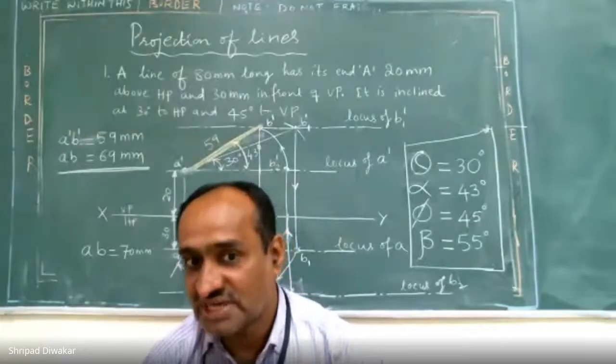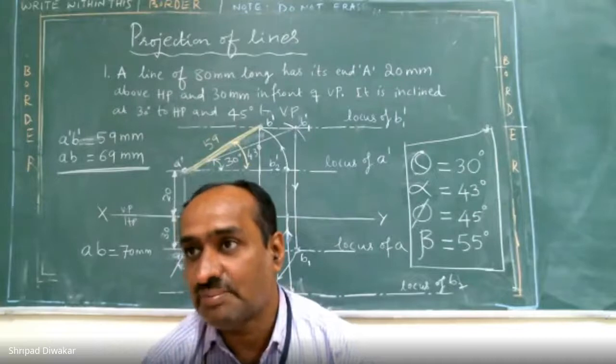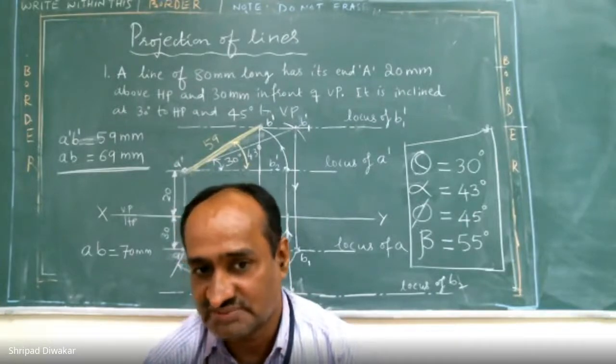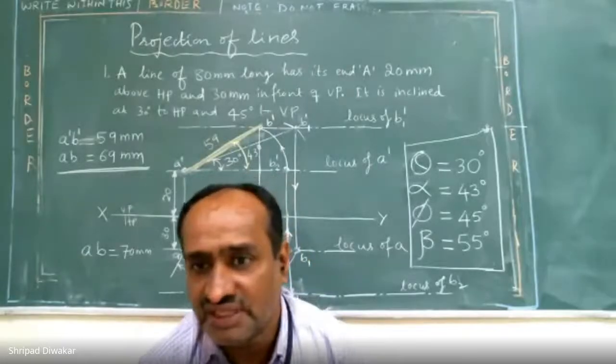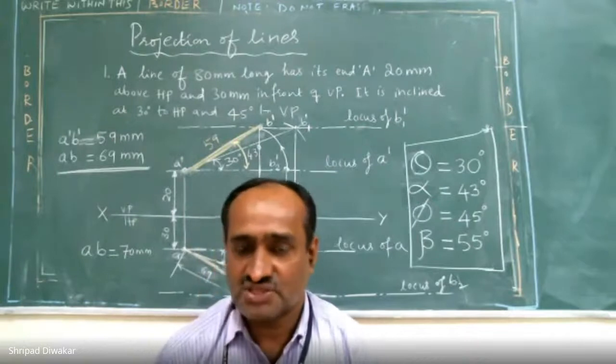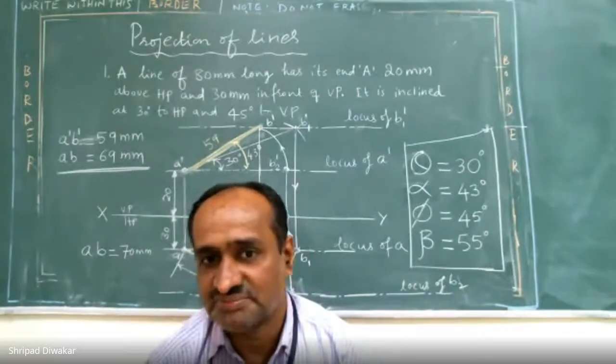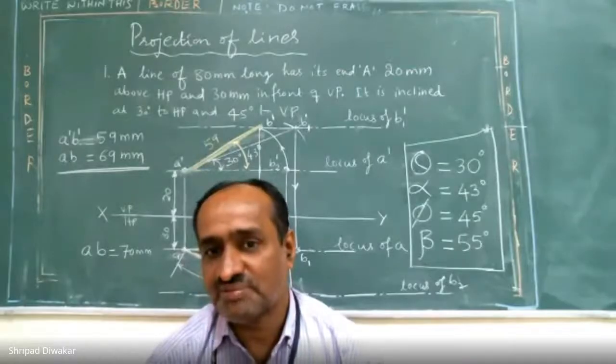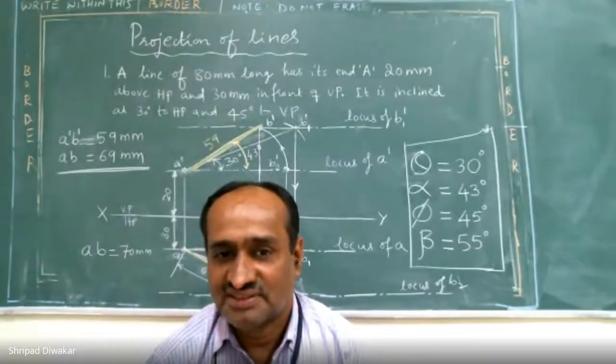Got it, sir. And last one, we are having once again choice between two chapters, development of surfaces and isometric projection. Understood? Yes, sir. Okay. Now you are having choice, don't worry. Try to understand the concept, okay. Which one you feel easy, you can solve that problem. Thank you, sir. And in the exam, you get only one problem. Okay. Okay, sir.